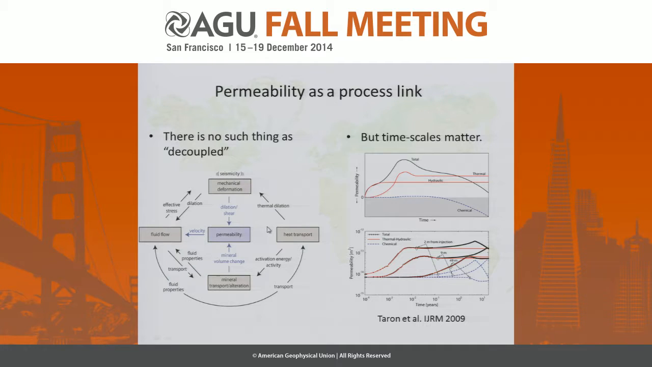There we go. So we have your typical fluid flow, mechanical deformation, heat transport, mineral transport, and alteration. And while often these are linked directly with each other, often they're not, they are always connected via the permeability. And so you have this additional pathway where this constitutive parameter actually defines connections that don't exist between the processes themselves. So there's no such thing as decoupled. Every system is coupled. But the timescales matter.